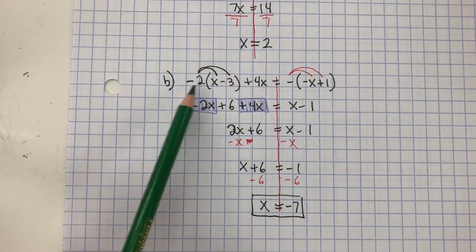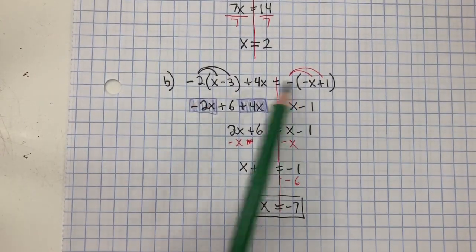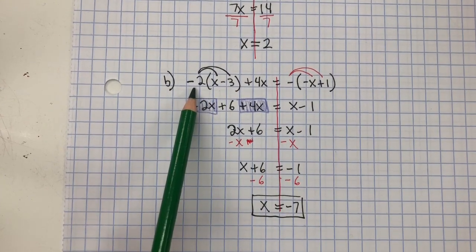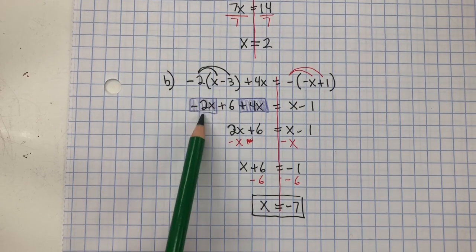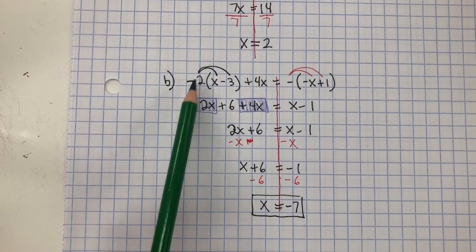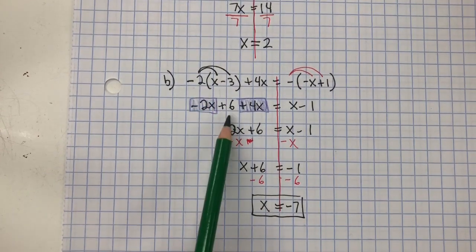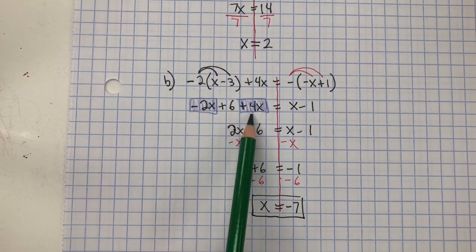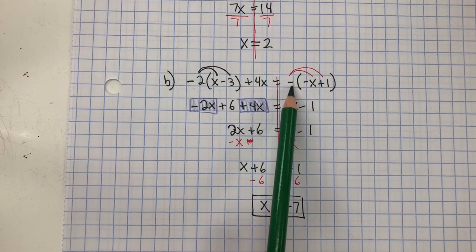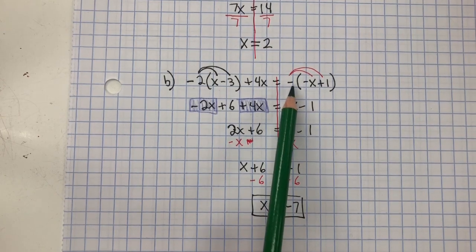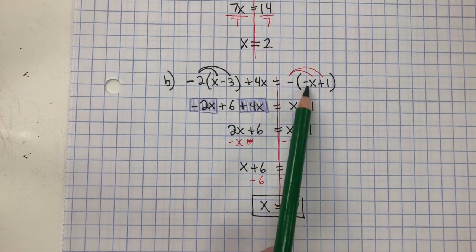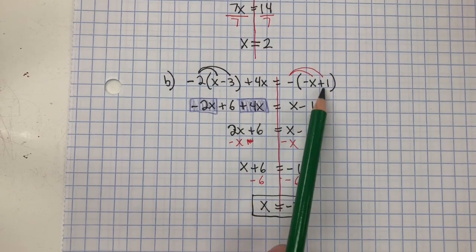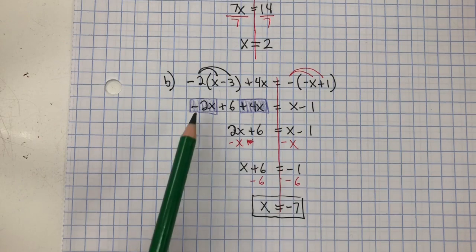In problem B, we have to distribute on both sides. We're going to distribute the negative 2. Negative 2 multiplied by x is negative 2x. Negative 2 multiplied by negative 3 is a positive 6. Then we rewrite the equation on the left side. Distribute the negative. Opposite of negative x is positive x. Opposite of a positive 1, negative 1.